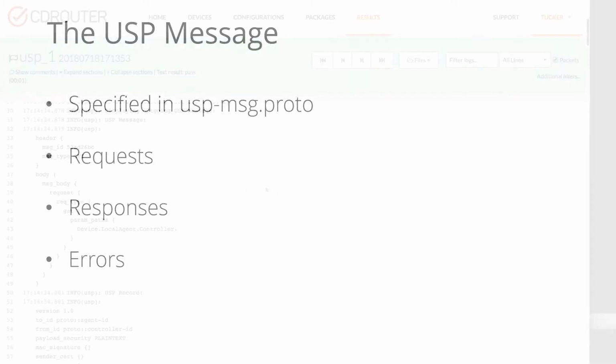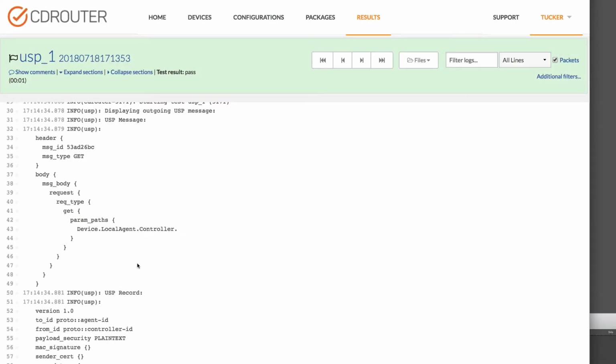Messages come in one of three types: requests, responses, and errors. With the exception of the notify message, requests are sent from controllers to agents, who generate responses or errors after processing the message. USP messages contain a header element and a body element. The header contains two fields. The message ID is used to coordinate requests with responses or errors, and to handle duplicates.